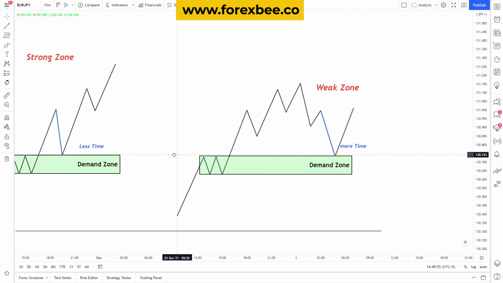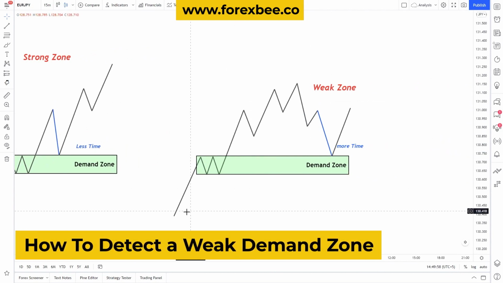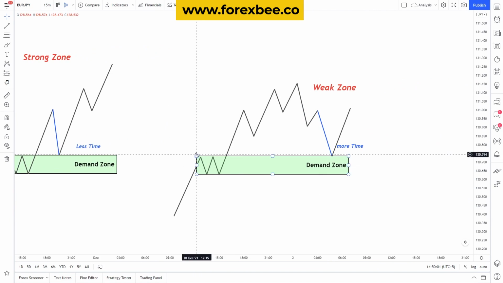Okay, and now let me show you what a weak demand zone is. So here we can see that this is a similar type of demand zone forming here, and this is also a base rally demand zone. So in the strong demand zone, the price comes back to the demand zone right after the formation. Okay, as soon as the demand zone is formed, the price comes back to it in order to pick the pending orders, and that zone is basically a strong demand zone. But in a weak demand zone, what happens is the price comes back to the demand zone after a long time. Okay, after a while, it doesn't come back to the demand zone right after its formation.